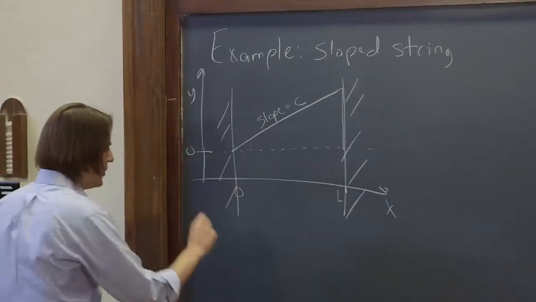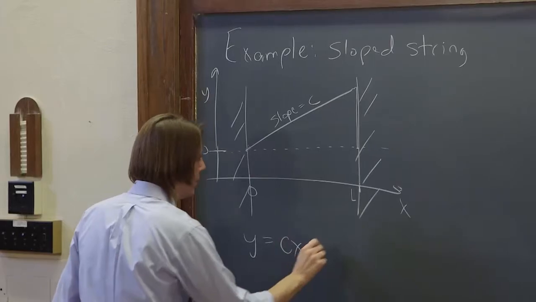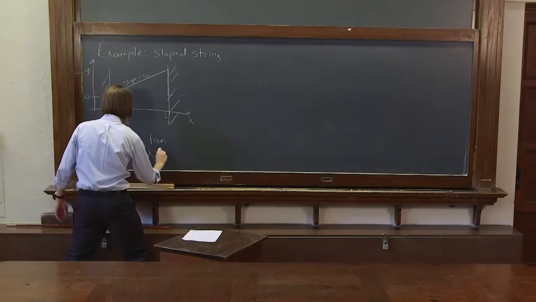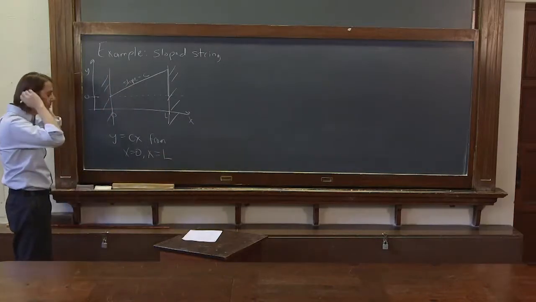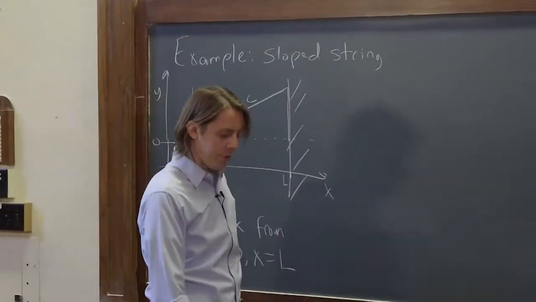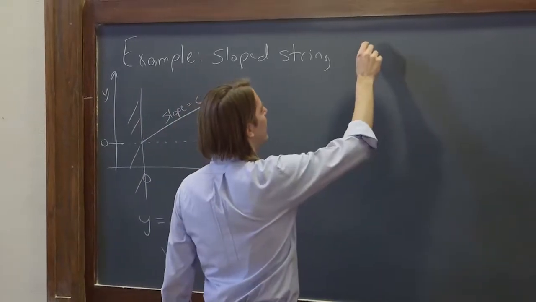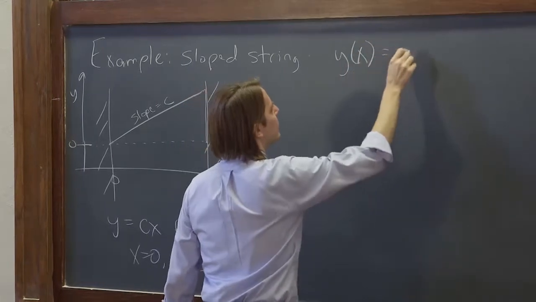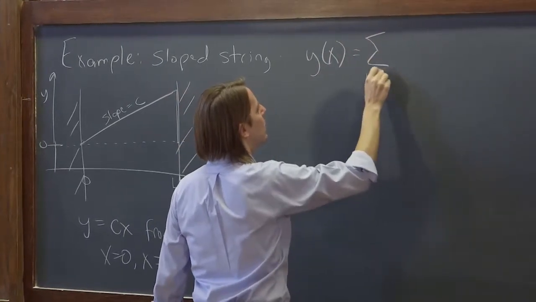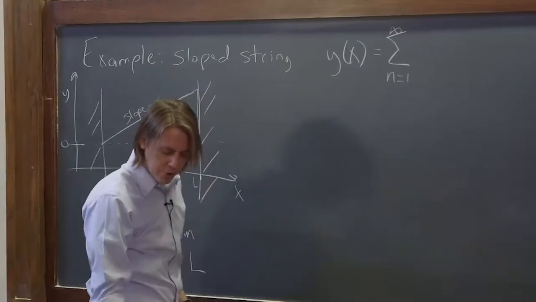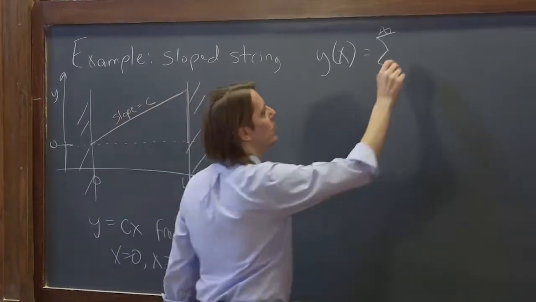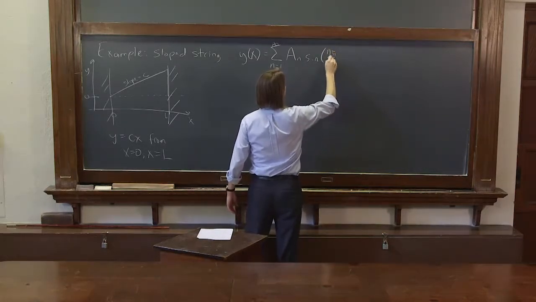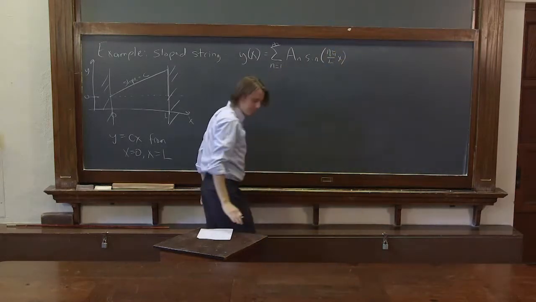So let's see. Then our function y equals cx from x equals 0 to x equals L. That's the function we're going to describe with our Fourier series. So we know that we can say this y of x can be described as a sum of an infinite number of sinusoids. So we're going to use an, and they are the harmonics n pi over L x.